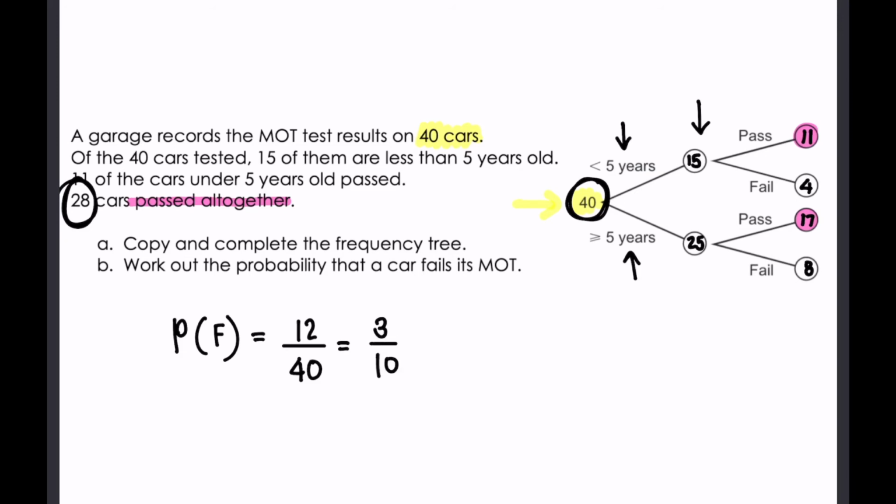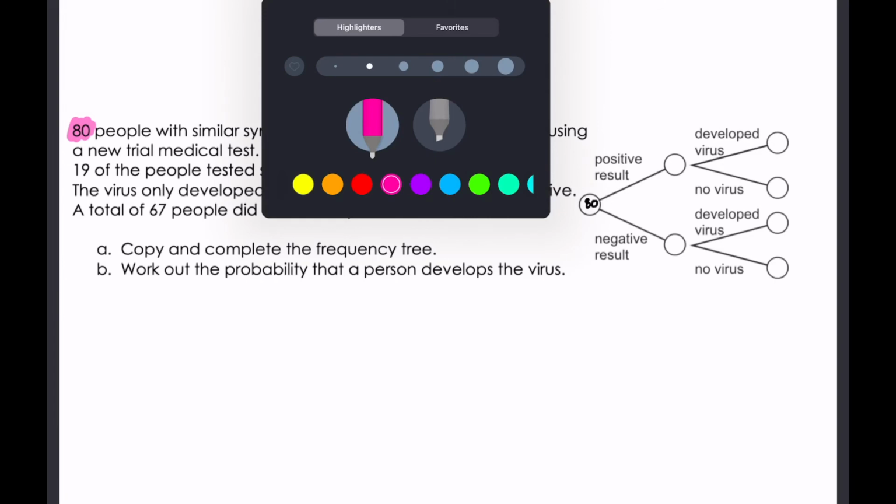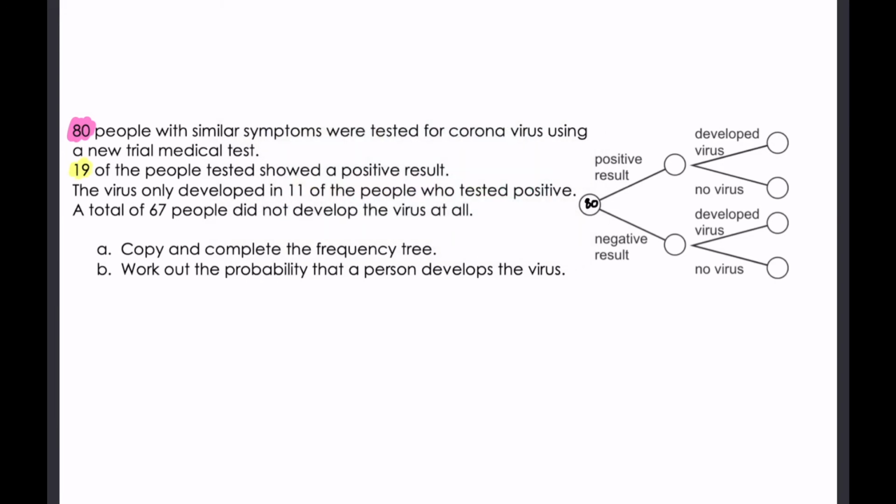Last example. 80 people with similar symptoms were tested for coronavirus using a new trial medical test. So we have 80 people with similar symptoms. So that means that we have 80 people in our frequency tree. 19 of the people showed a positive result.